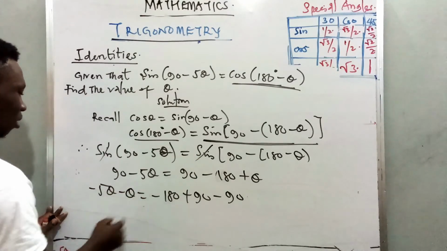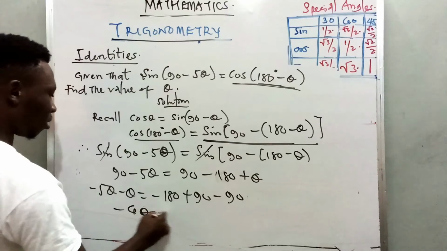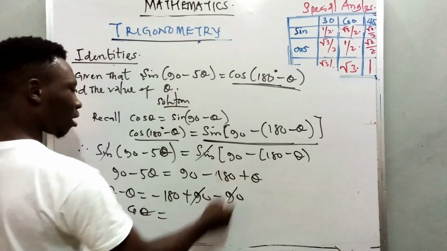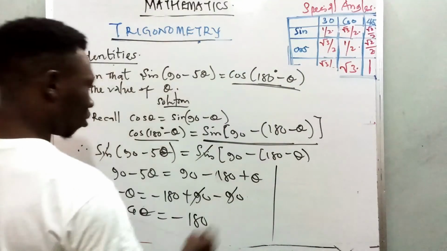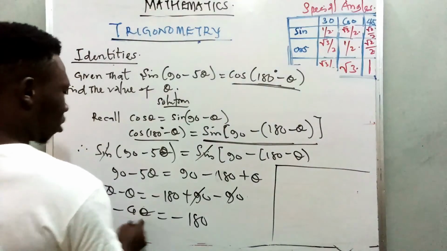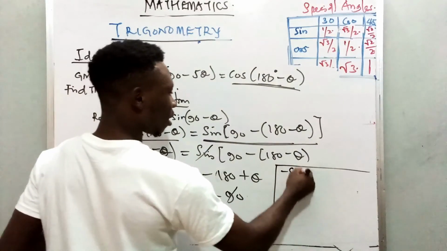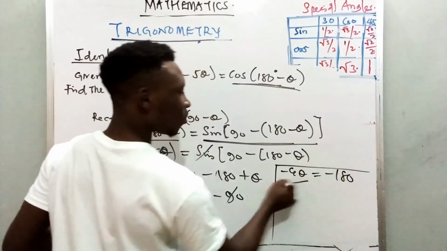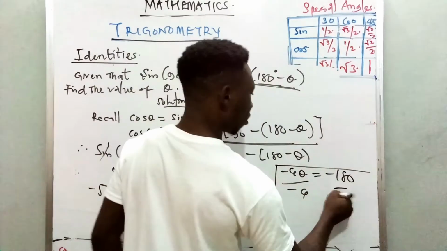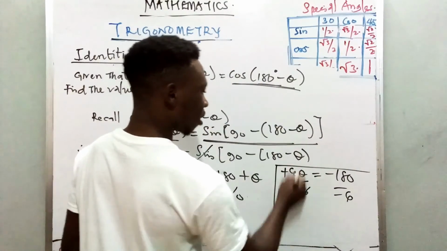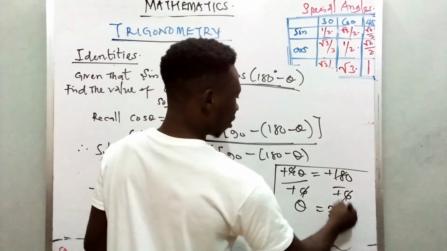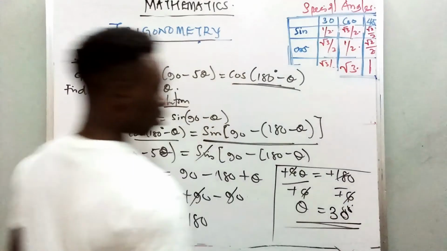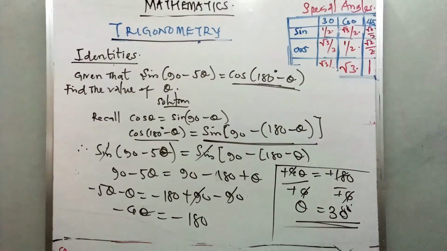Minus 5 theta minus theta. This becomes minus 6 theta is equal to plus 90, cancel minus 9, that's minus 180. So at this junction, divide both sides by minus 6. Minus 6 theta is equal to minus 180, so divide both sides by minus 6. 6 cancels 6, the theta remains, and minus 6 cancels minus 180 to give 30 degrees. So the theta here is equal to 30 degrees, and that is your final answer.